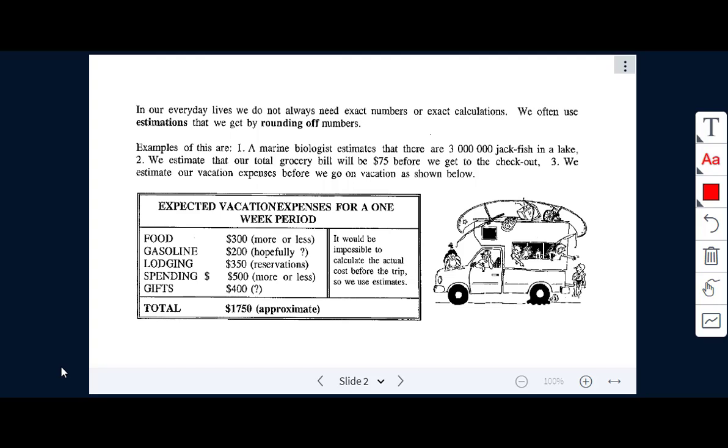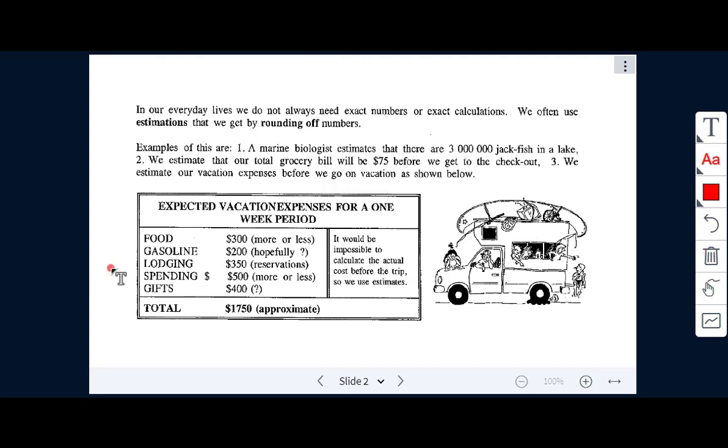If you're going on a vacation, here's a little bit more detailed list of expected vacation expenses for a 1 week period. So for example, food, you're going to estimate I need about $300 for the week, maybe more. Yeah, nowadays everything's so much more expensive. Gas, $200, hopefully, probably not. Lodging, so hotels or motels or wherever you're staying, you're going to have a rough estimate. Here it's $350, but probably way more now.